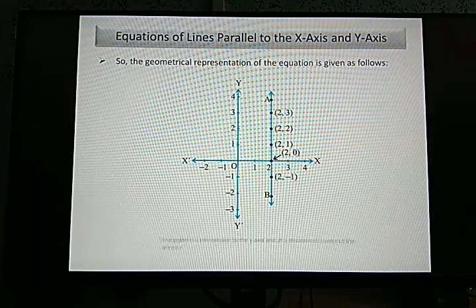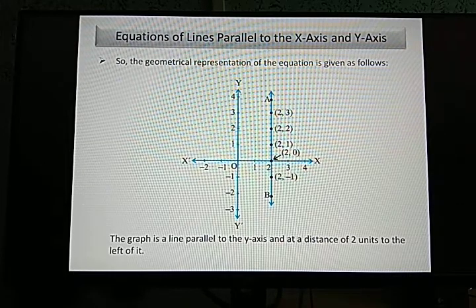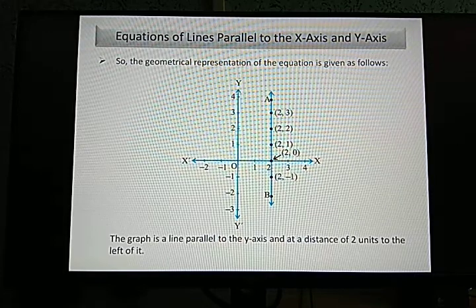So we can say that the graph is a line parallel to the y-axis and situated at a distance of 2 units to the right of it. As you can see in the figure, the y-axis is on the left side, and the required line that we got, the line of the equation, is situated at a distance of 2 units and it is parallel to that y-axis.